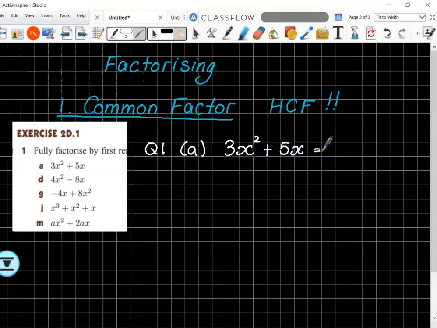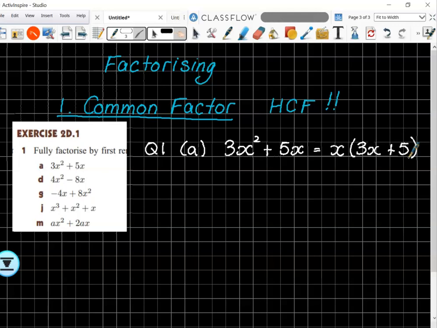Okay, who wants to talk us through it? You can probably already see what is our common factor. X. Fantastic. So we put that out the front. We pop our bracket. And there's going to be 2 different ways that your brains are thinking throughout here. You're either going to be of the, right, x times what gives me 3x squared? 3x. And x times what gives you 5x? Well, clearly it's 5.